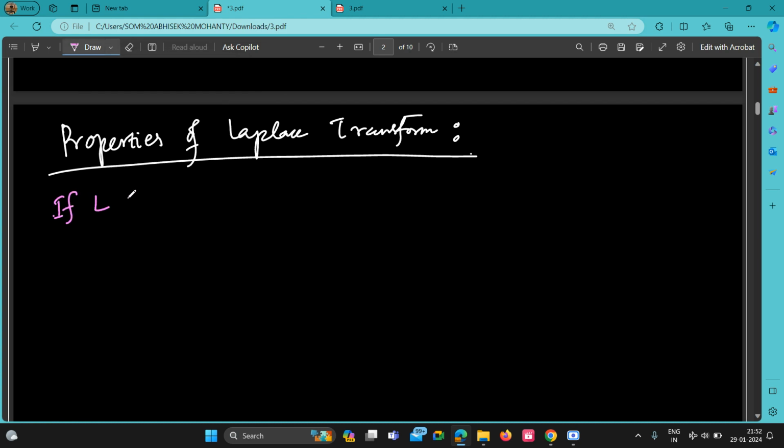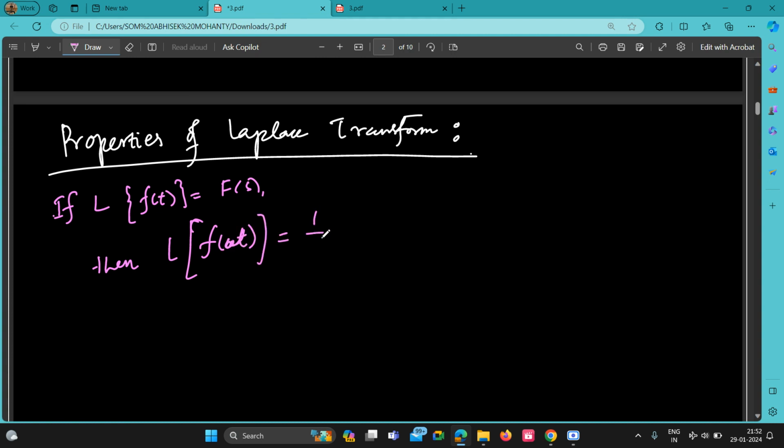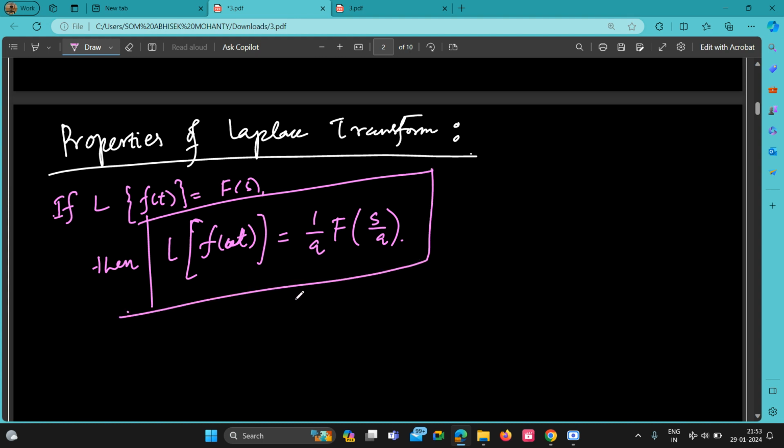So if L of f(t) is equal to F(s), then L of f(at) is equal to 1 by a F(s by a). This F means Laplace of s by a. It will be only divided. So let's see an example.